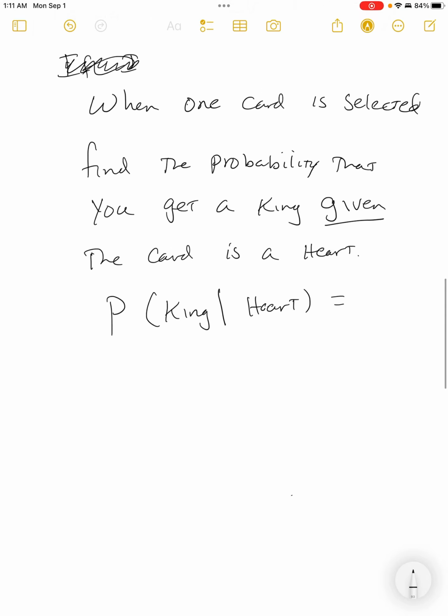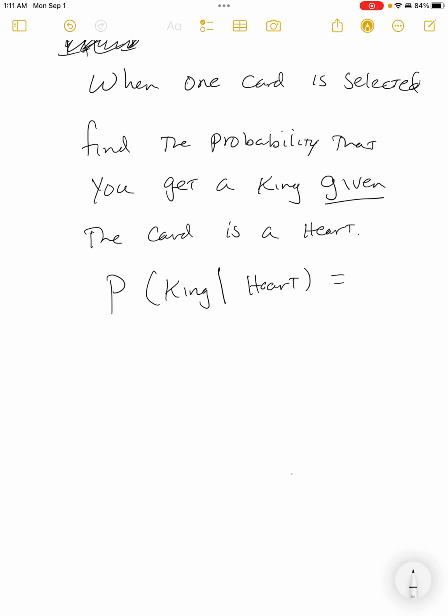All right, so let's think about our deck of cards. What do we know about our card? We know whatever is after the word given. We absolutely know the card is a heart. So that's where we start. So whenever you see this word given, you're going to say, okay, what's my base? Your base is what always comes after the word given. The base is always what you know, which is after the word given. You know the card is a heart.